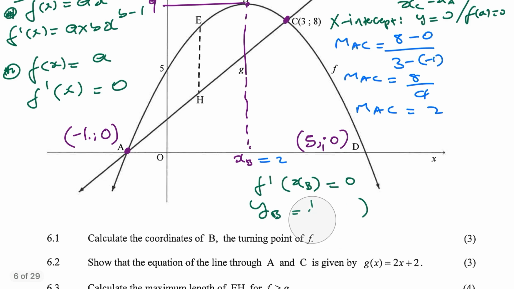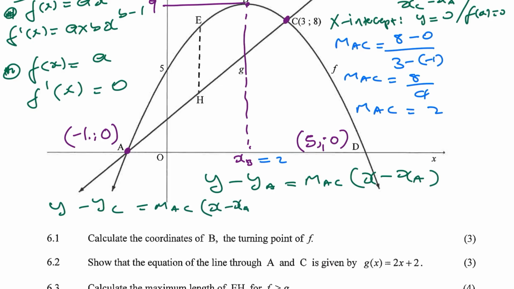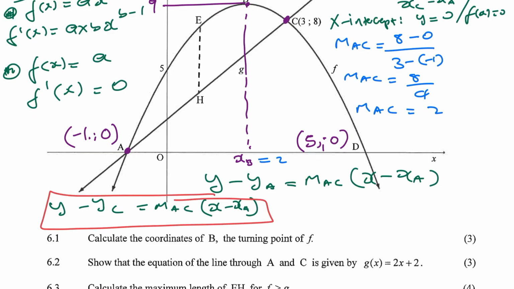Now, let's find the equation of this line. I'm going to remove this. To find the equation of this line, you can pick C or A, it's up to you. So you're going to say y minus the y value of A, I'm going to pick A, and the gradient of AC, x minus the x value of A. I want you to pick y minus yc, gradient of AC, x minus xa. Sorry, this is C, not A. I want you to pick this one and tell me what you get. You should get the same answers I'm going to get as well.